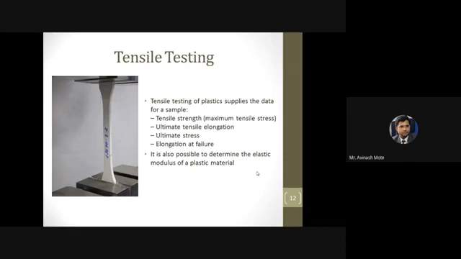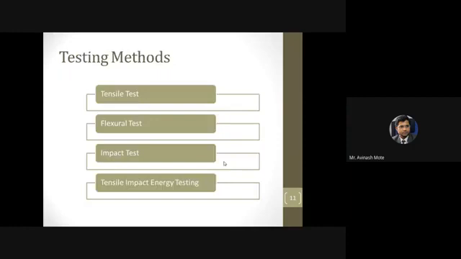The ultimate aim of the tensile test is to understand the tensile strength of the plastic, the ultimate stress and elongation, how much tensile loading it can bear. That is the tensile test of this particular plastic. It is mostly not preferred for plastics because it is used for metallic materials. We still have two or three more tests: flexural test, impact test, and tensile impact energy test. We'll see that in the next lecture. I think in the afternoon we have one more lecture, and we will continue then.